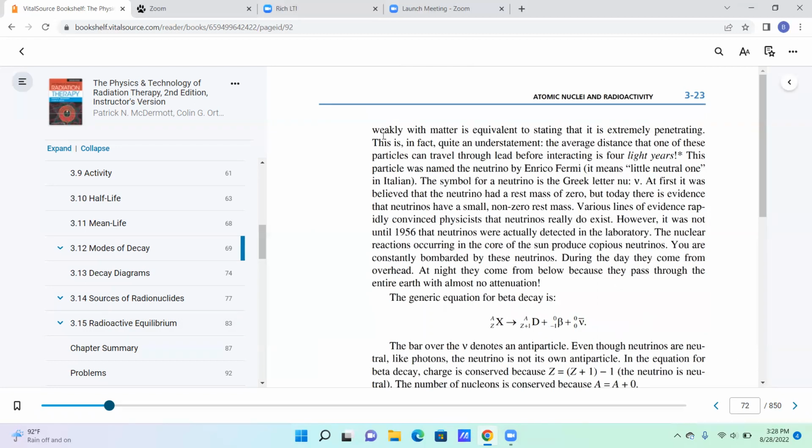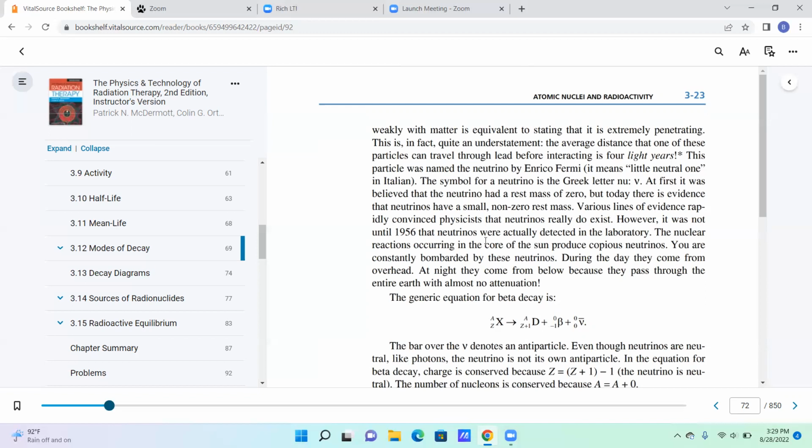The average distance that one of these particles can travel through lead before interacting is 4 light years. That's a pretty long distance. This particle was named the neutrino by Enrico Fermi, and it means little neutral one in Italian. The symbol for a neutrino is the Greek letter nu. At first, it was believed that the neutrino had a rest mass of 0, but today there's evidence that it has a small non-zero rest mass.